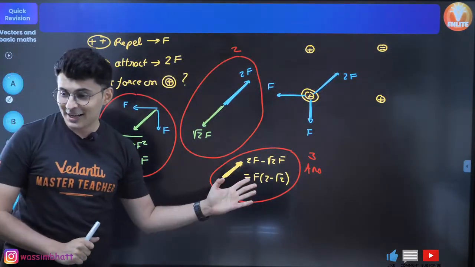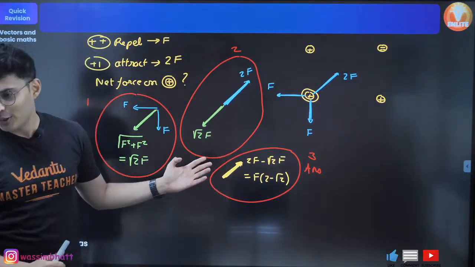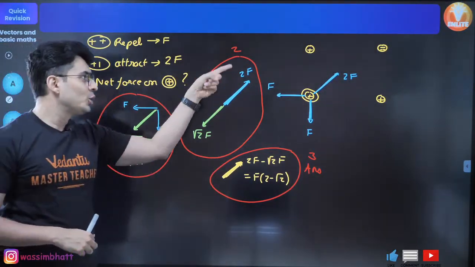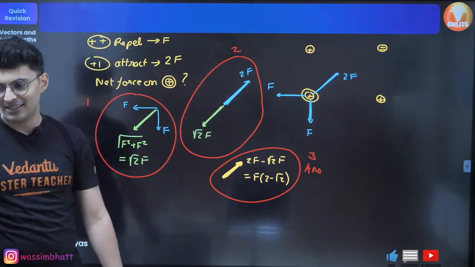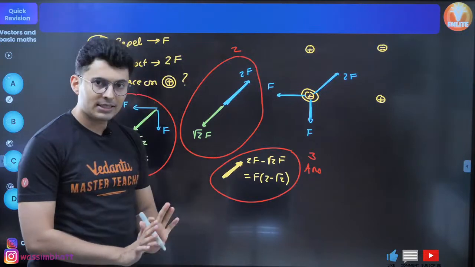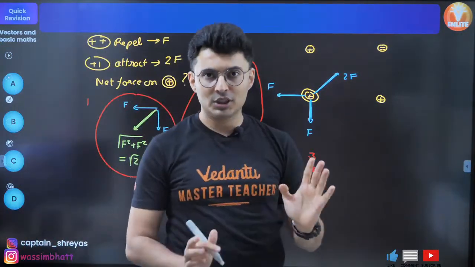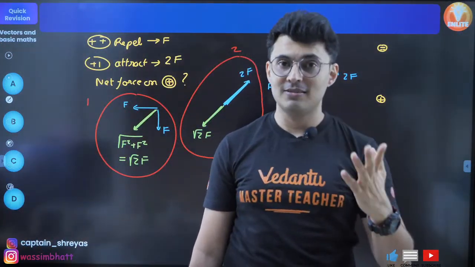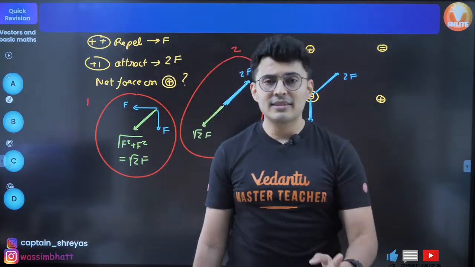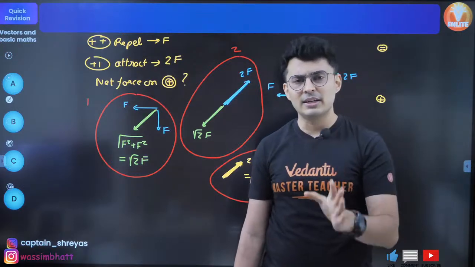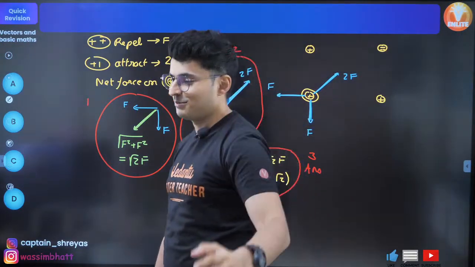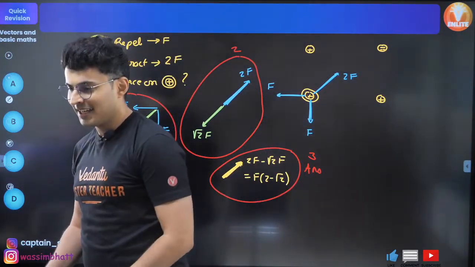Everybody got it? So root 3F, no. 2 root 2F, no. 2F is there, root 2F is your opposite, so minus. Got it, guys? Everybody with me? Understood? So that is why vector addition, subtraction, these concepts are very important for you guys when you are solving problems of electrostatics and magnetism. Keep this in mind. Okay.